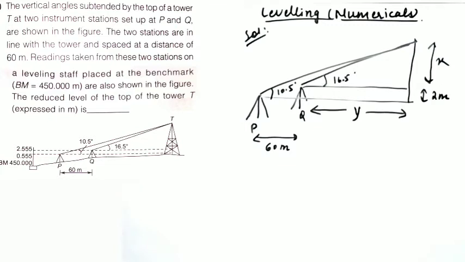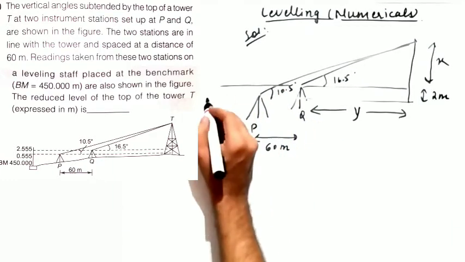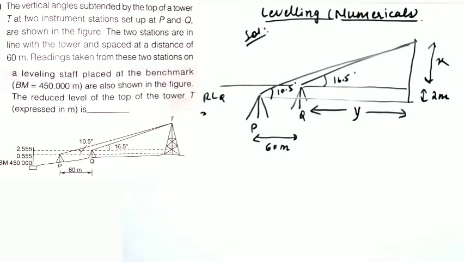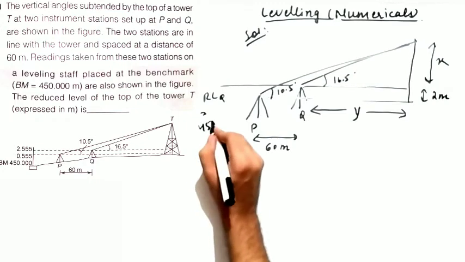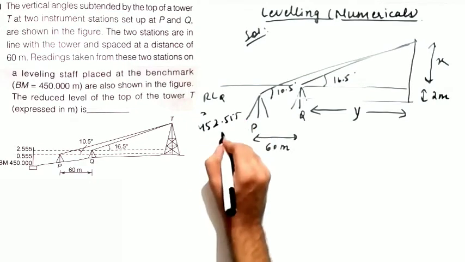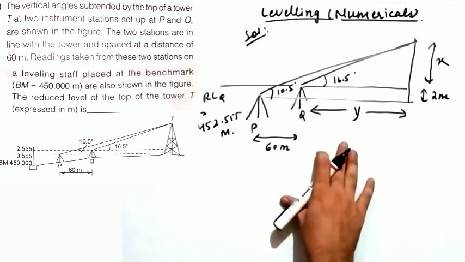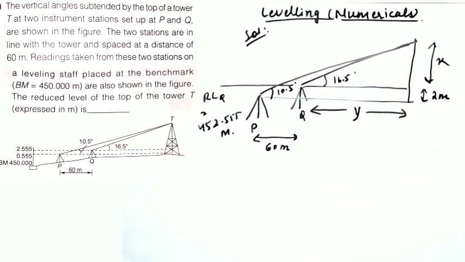You are given with a benchmark, and a reading from P was also taken and from Q was also taken. So you can determine that the RL of point Q is 450 plus 2.555. So it will turn out to be 452.555 meters. You could also calculate the RL of P, but we need the RL of Q. We will add this X distance to the RL of Q to get the RL of tower T.